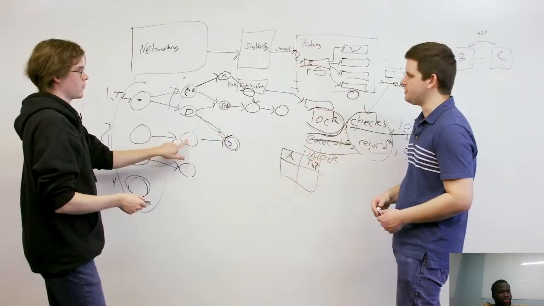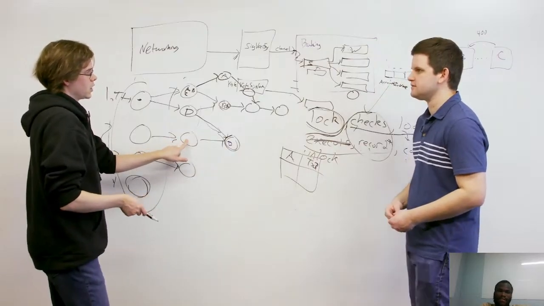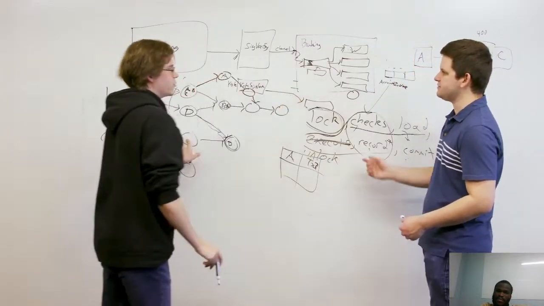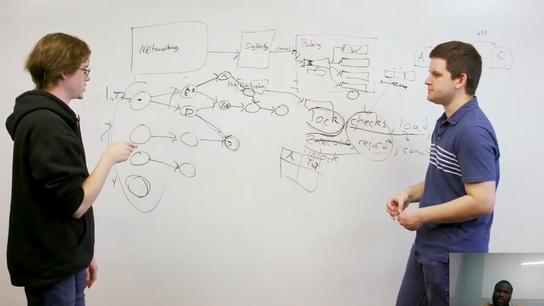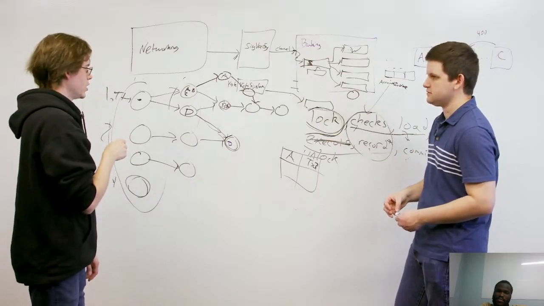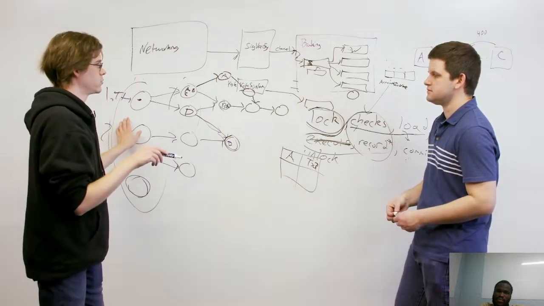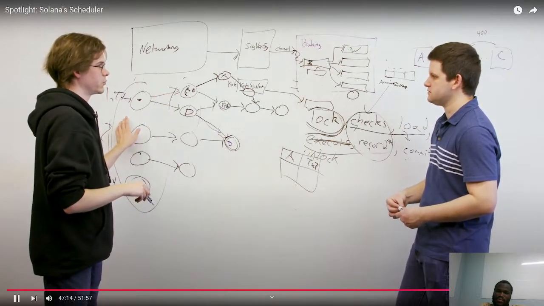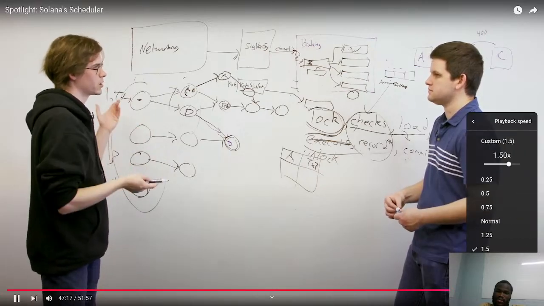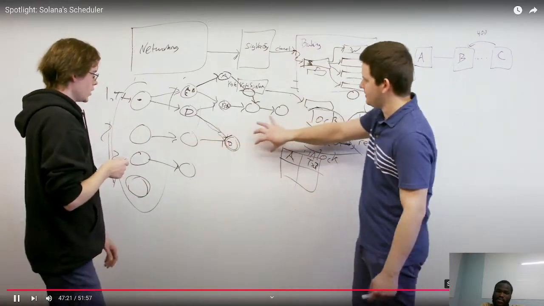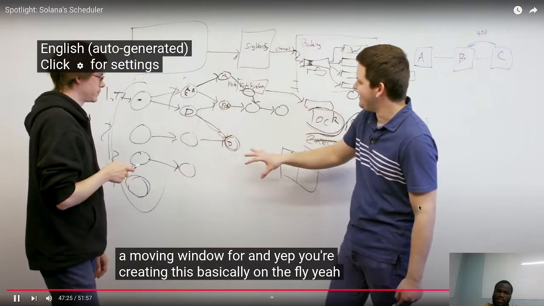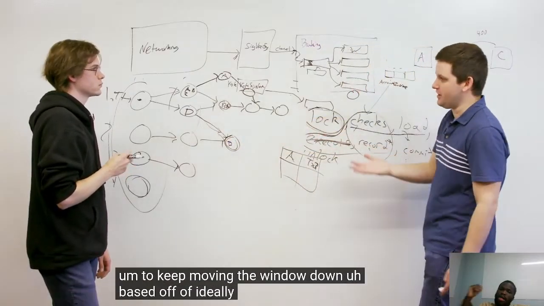How do the different threads know what the others are doing? That's just tracked in the scheduler. Okay, the scheduler has a view of which threads have which locks. And then when we pop these off the top of the graph, we say which threads we can schedule these transactions to, based on our current view of the locks. And then we'll select some thread and try to do some load balancing there as well. Okay, so this is basically a moving window, and you're creating this on the fly. So you keep moving the window down based on priority.